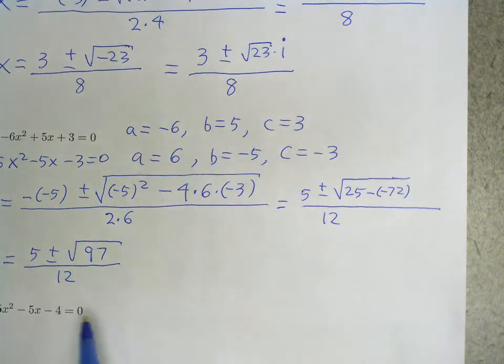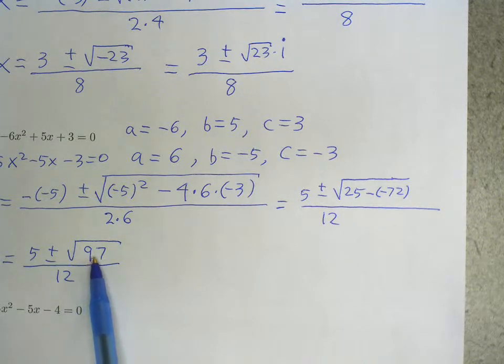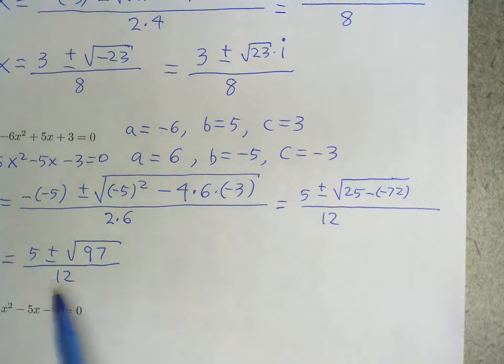Okay, the two solutions are real numbers, two different real solutions. And the square root of 97 cannot be simplified any further than that, so those are the two solutions.